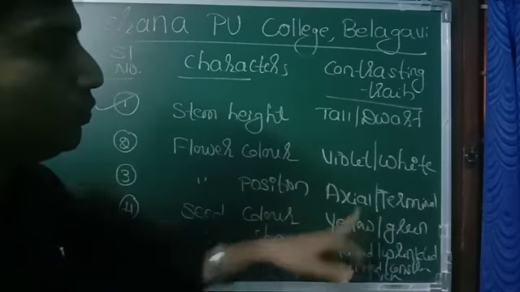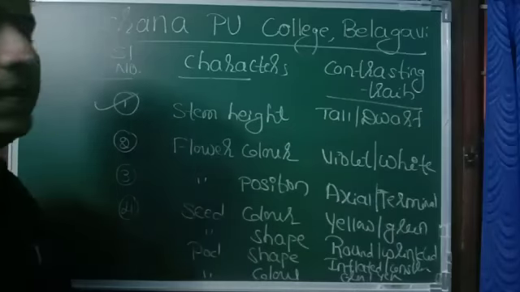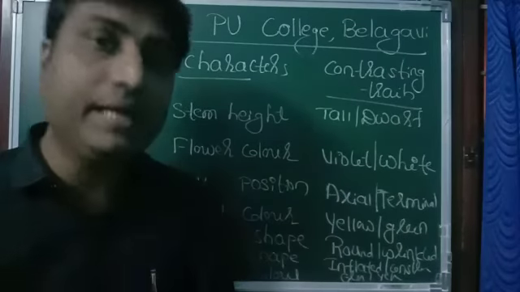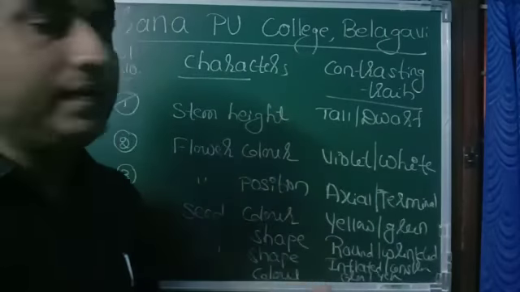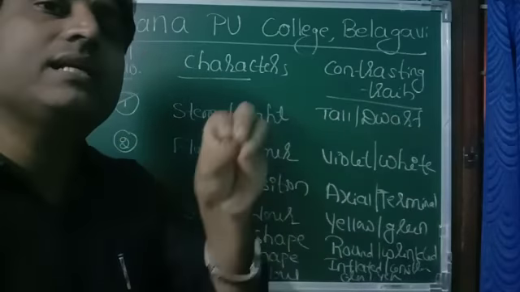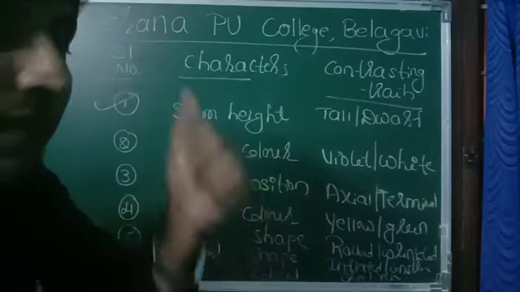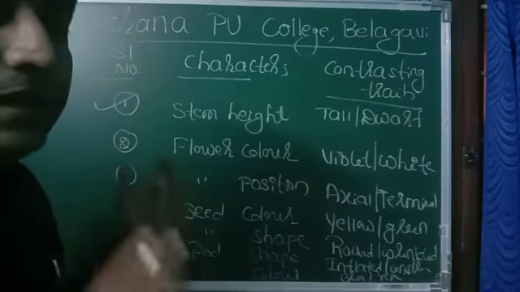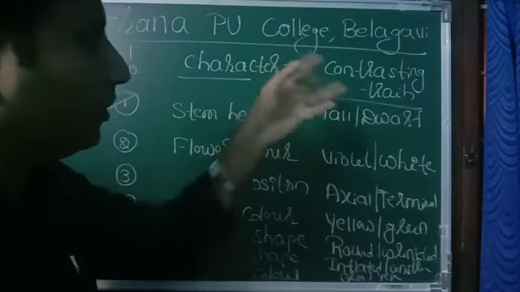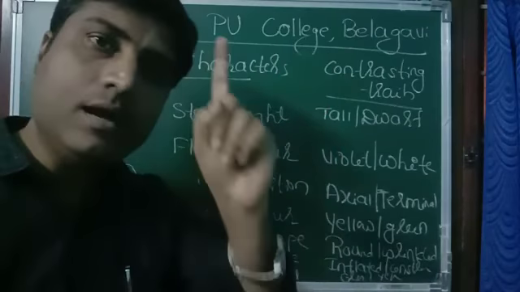And out of these 2 traits, one is considered as dominant, the expressed one, and another one is considered as recessive. So like this, he considered 7 characters or 7 contrasting traits for his experiment.